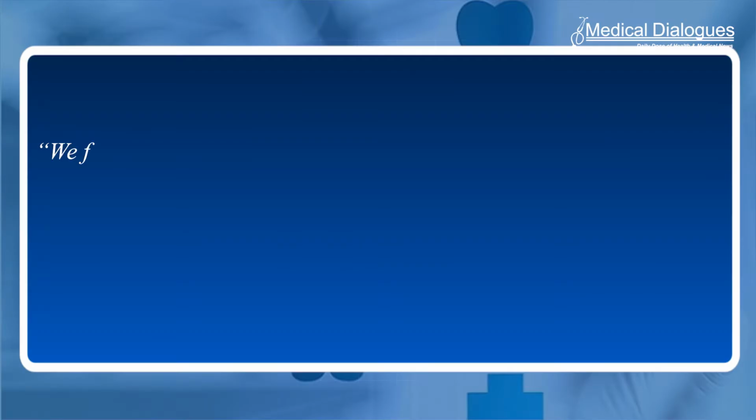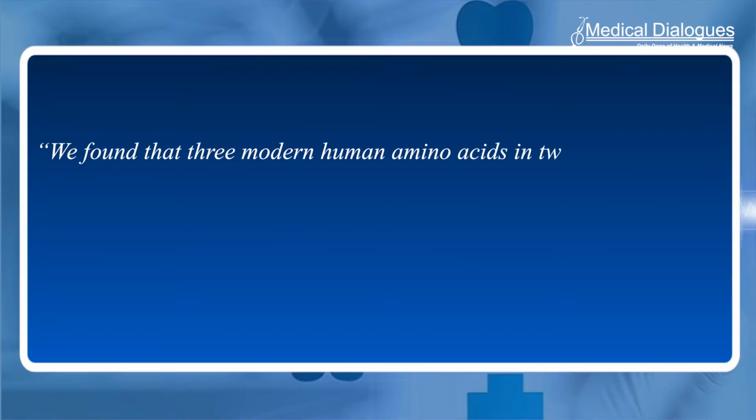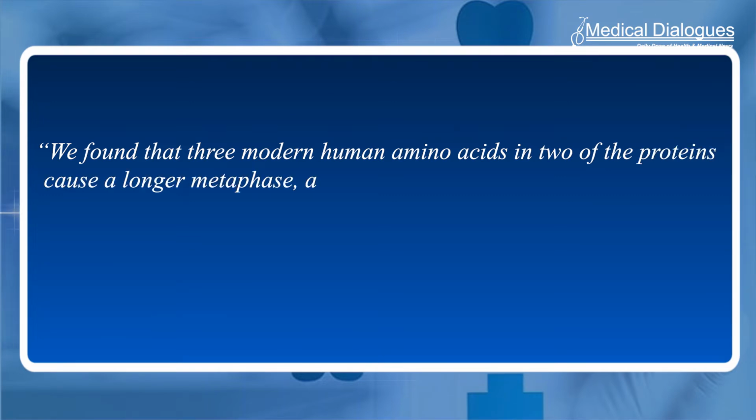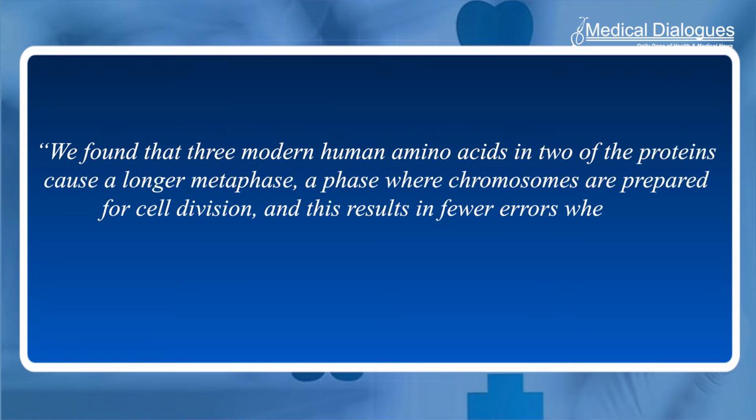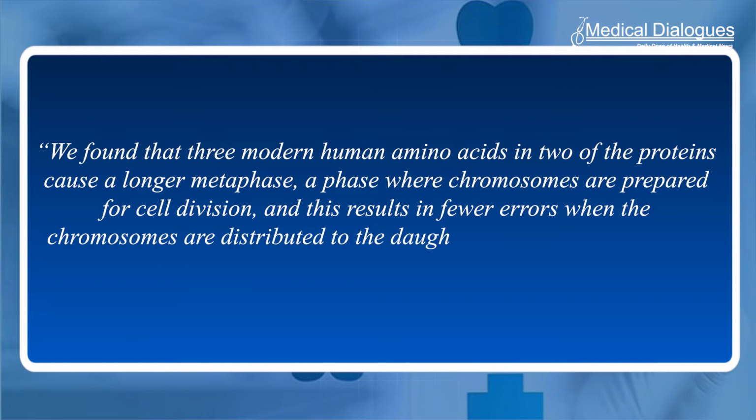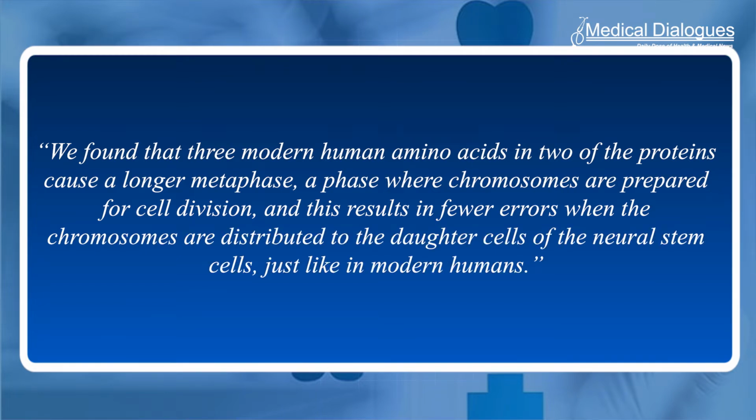Felipe Moura Bermudez, the lead author of the study, describes the discovery as: "We found that 3 modern human amino acids in 2 of the proteins cause a longer metaphase, a phase where chromosomes are prepared for cell division, and this results in fewer errors when the chromosomes are distributed to the daughter cells of the neural stem cells, just like in modern humans.